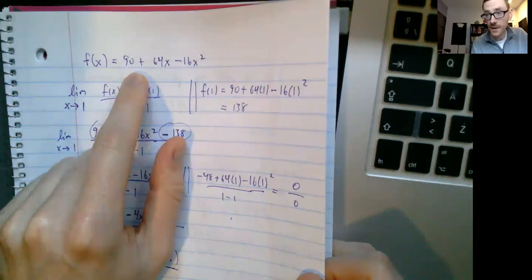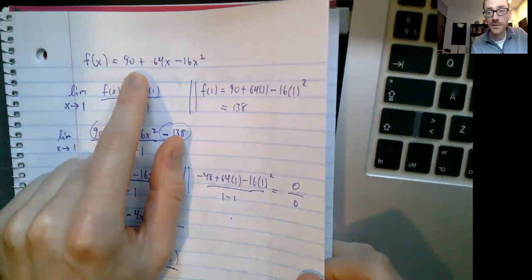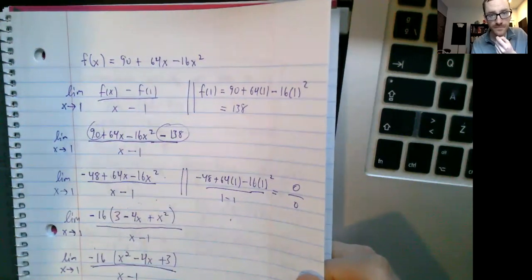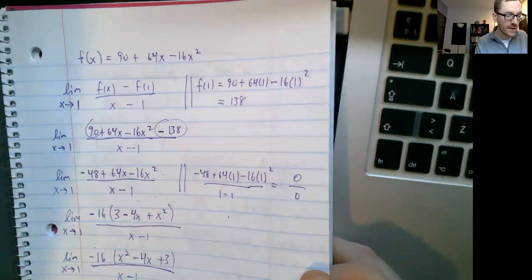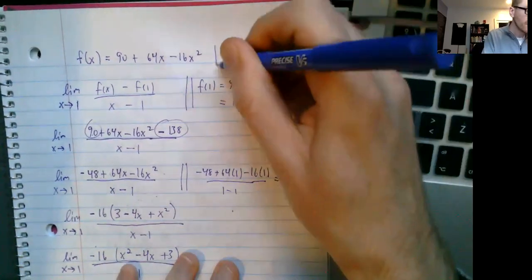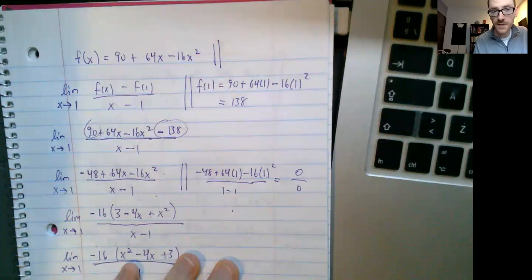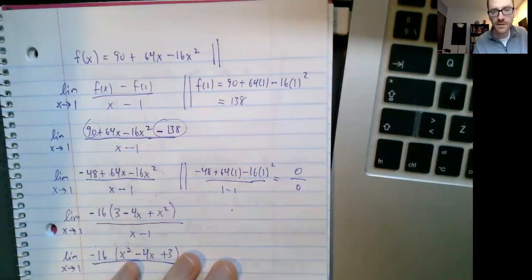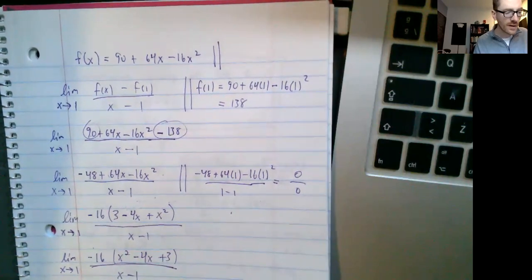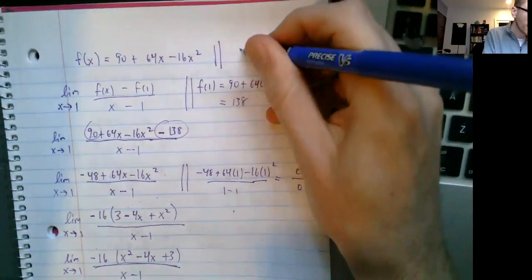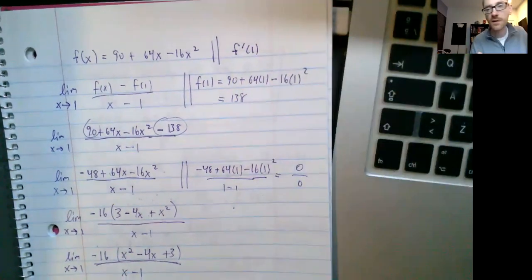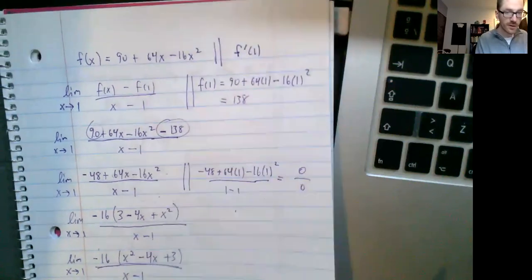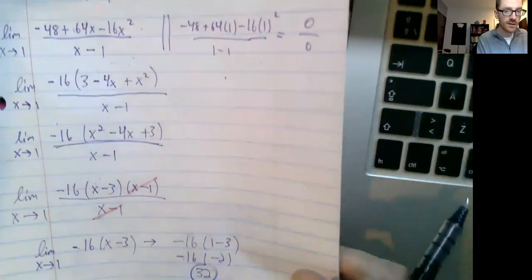We had a rocket and its height was given by this function right here, 90 plus 64x minus 16x squared. And the problem was asking, what is the instantaneous velocity at 1 second into the trip? That, of course, is the same thing as asking what's f prime of 1, the instantaneous rate of change 1 second into the trip. And here is my work, the work that I did on camera.